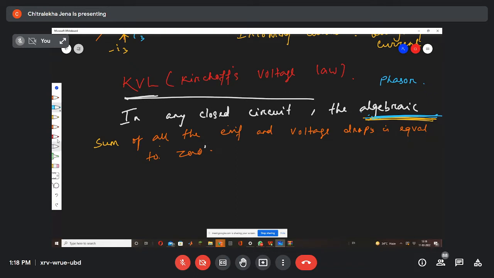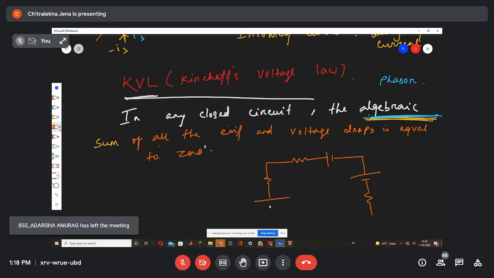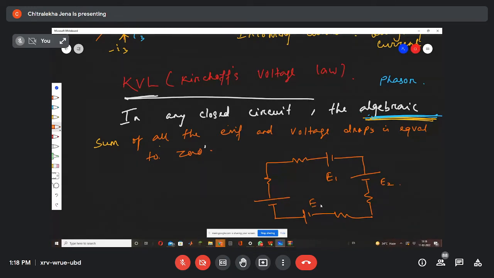Now, let us take a simple circuit. I will take a simple circuit where I am having a number of EMFs, batteries, and resistors. Arbitrarily, I have taken some EMF and batteries. So you tell me, using Kirchhoff's voltage law, write down the equation. This is E4, this one is R1, this is R2, this one is R3, this one is R4.